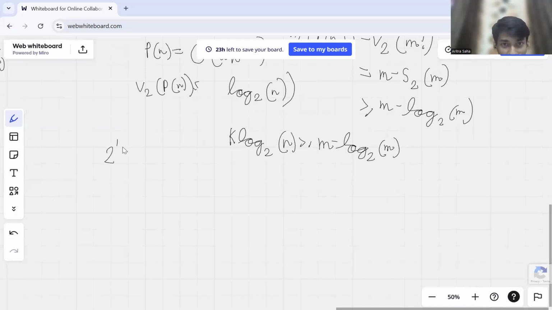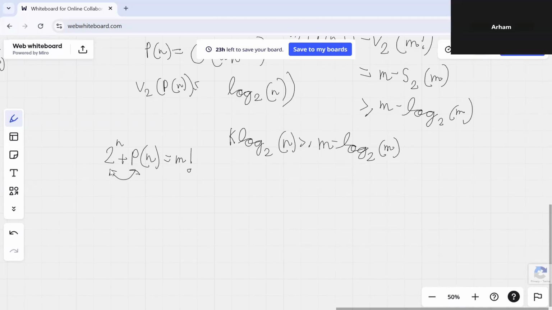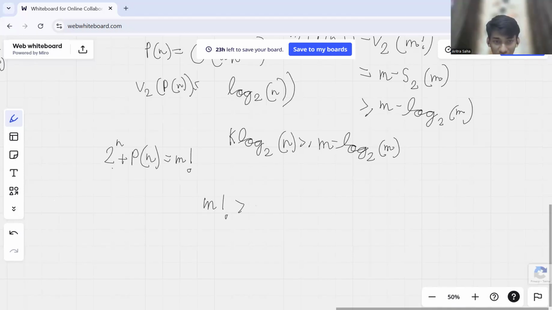So 2 to the power n plus p of n is m factorial. This is the question we're doing right now. So what will be the size of m factorial? Which thing is bigger here? In general, m factorial is bigger, out of 2 to the power n and p of n, or 2 to the power n. Yeah, so m factorial is greater than 2 to the power n.